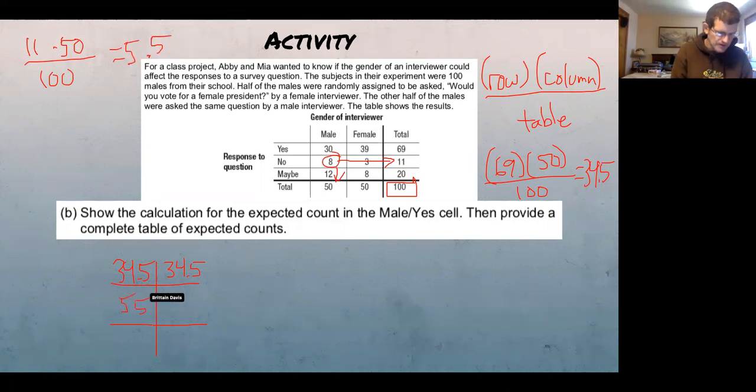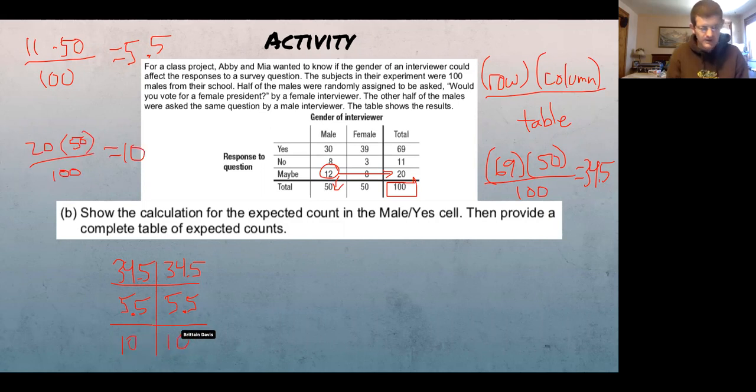Of course, that's the same right here because 50, 11, and 100 are still the same numbers. All right, so 5.5. And now for the last row values, for this, it's going to be 20 times 50 divided by 100, which is going to be 10. All right, so 10 and 10 right here. These are my expected counts.